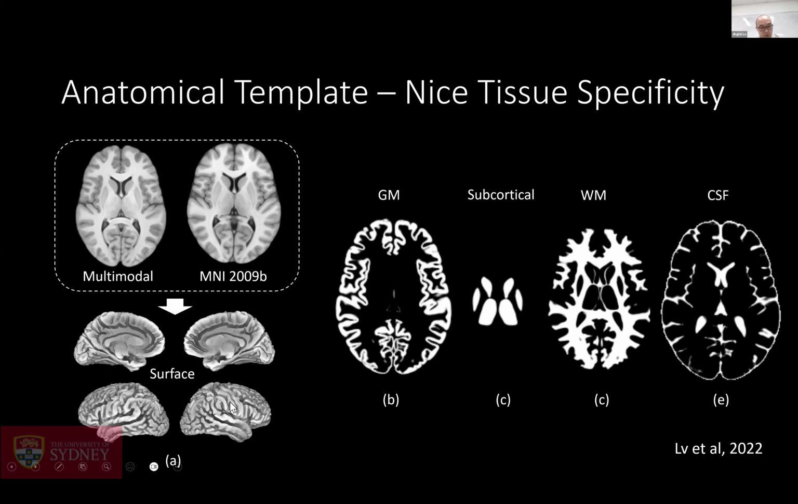Here you're looking at the white matter surface reconstructed from the multimodal template. We can also generate a very nice tissue segmentation, including grey matter, subcortical region, the white matter, and the CSF. This segmentation will be used to constrain the fiber tracking later when we generate the tractogram template.